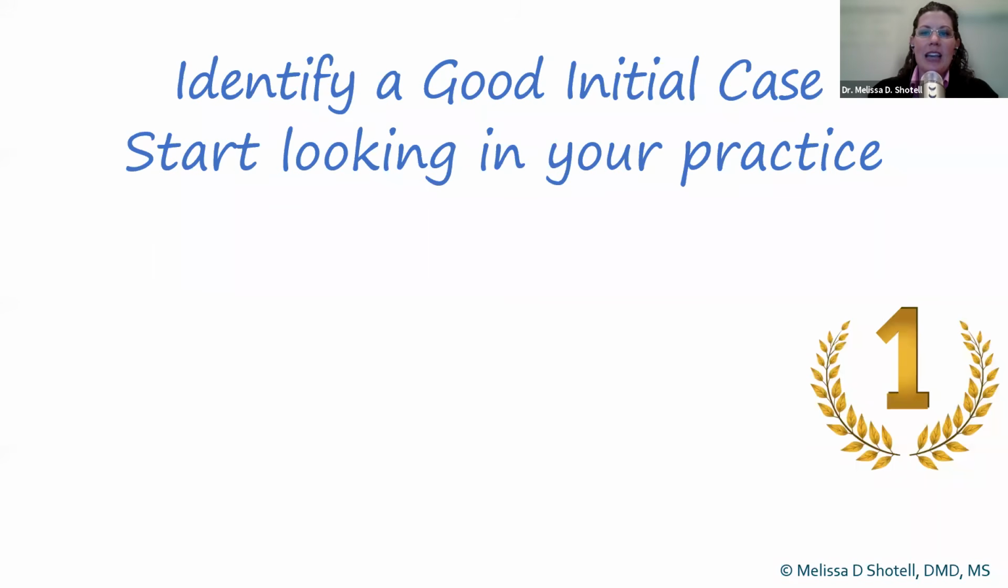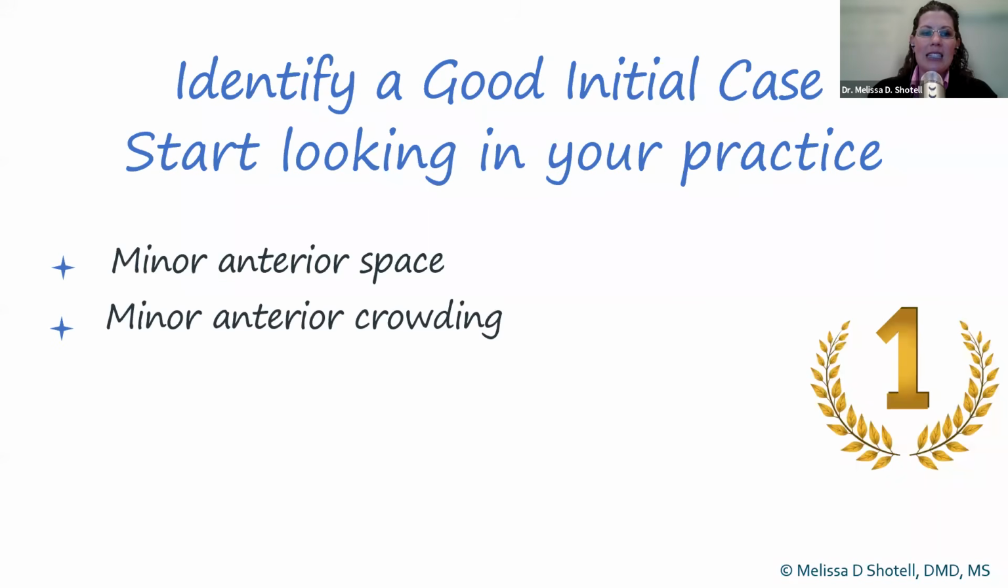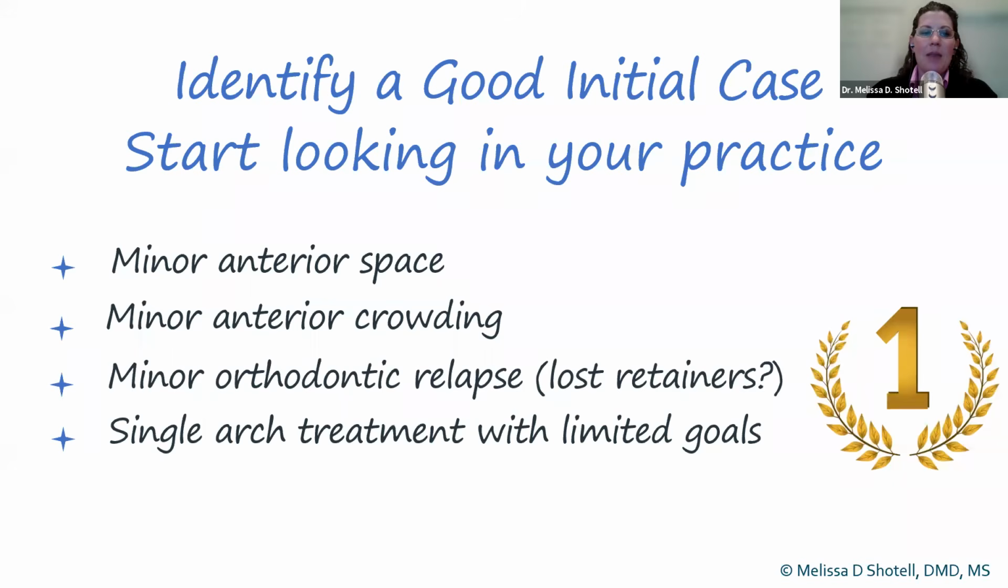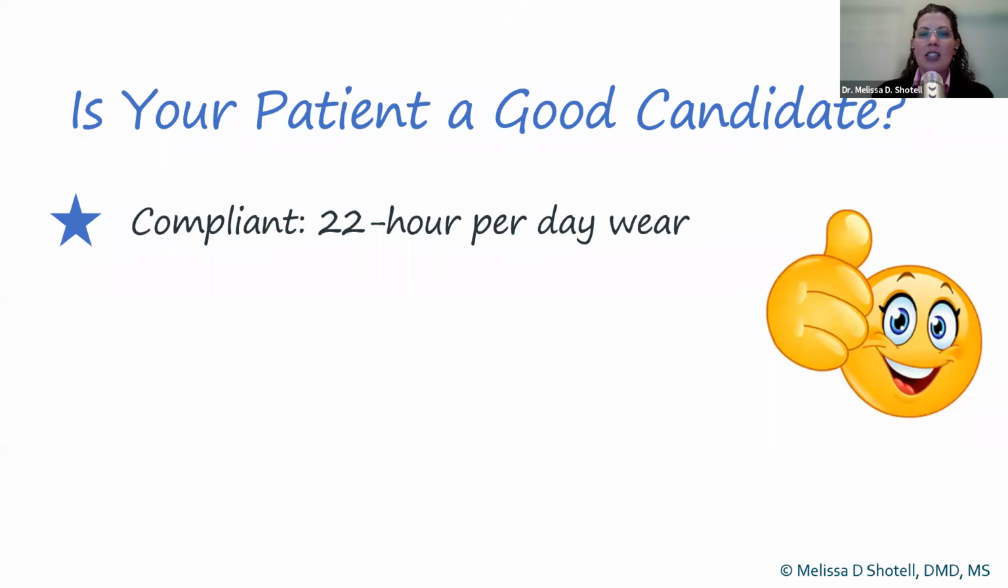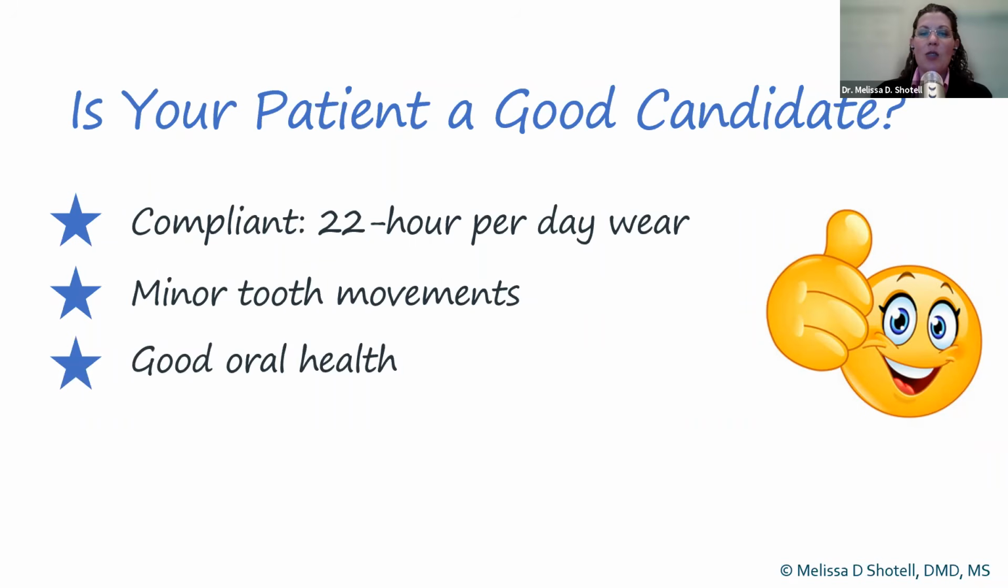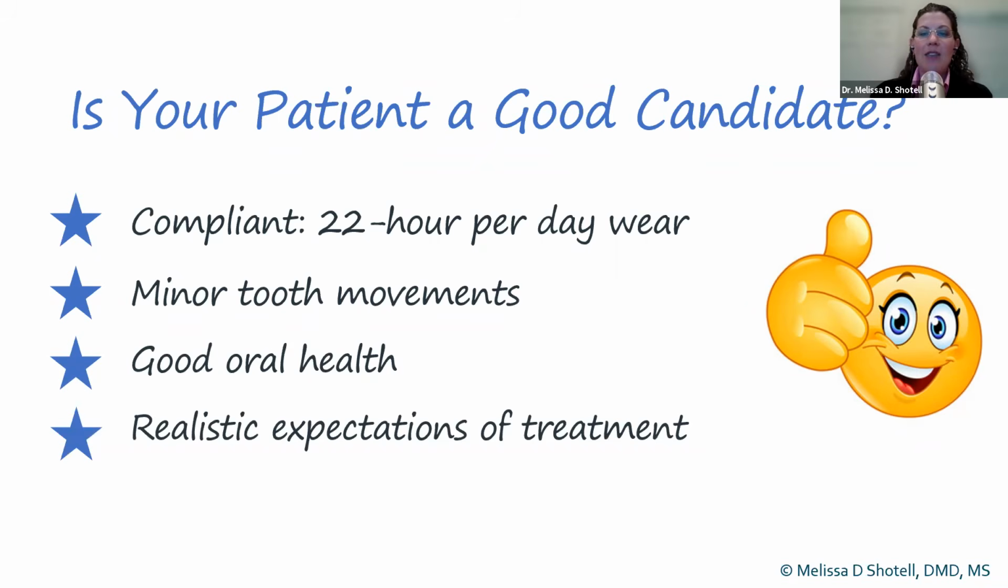When we look at identifying those good initial cases, again, minor anterior crowding or spacing, minor orthodontic relapse and lost retainers, and single arch treatment. Also critical and key is that we identify a patient that is going to be a good candidate themselves, somebody who is going to be compliant with 22-hour per day wear, looking for minor tooth movements, that they're in good oral health, and that they have realistic expectations of their treatment.